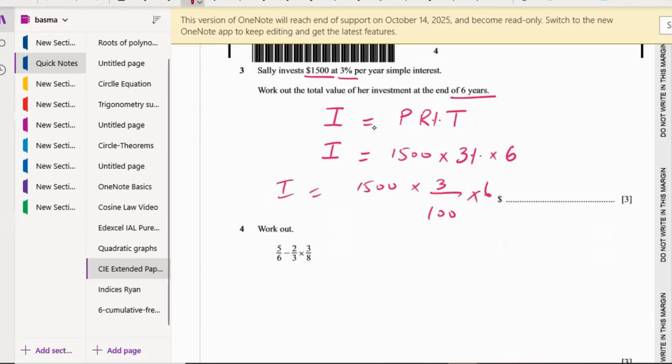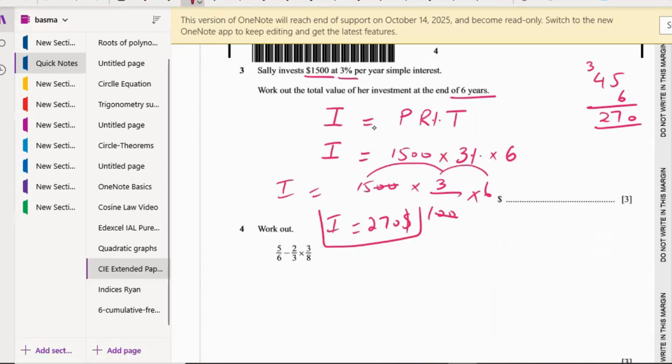Okay, now these two zeros cancel with these two zeros. There is 1 in the bottom, we will not count it. 15 times 3 is 45 and 45 times 6. So 45 times 6: 5 times 6 is 30. 6 times 4 is 24. 24 plus 3 is 27. So 27. So the interest you have got is $270 at the end of 6 years.